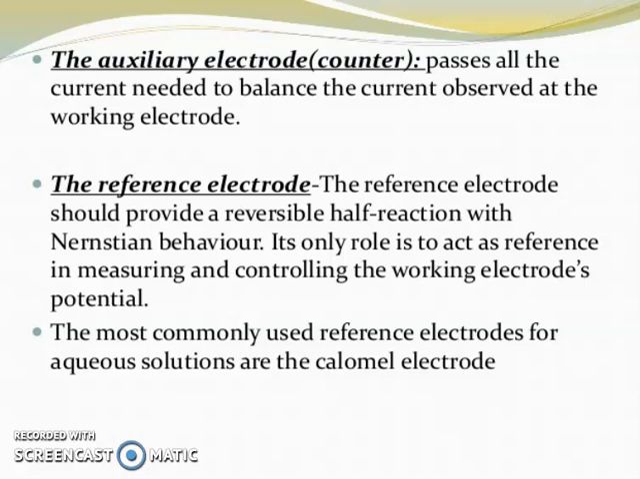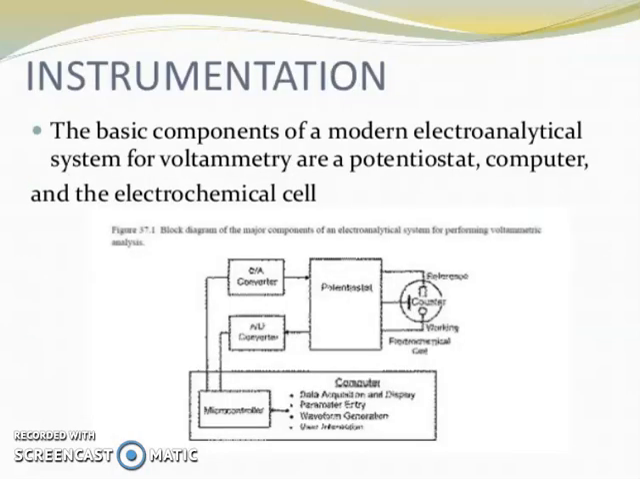Now friend, the auxiliary electrode passes all the current needed to balance the current observed at the working electrode. Now friend, the reference electrode. The reference electrode should provide a reversible half reaction with Nernstian behavior. Its only role is to act as a reference in measuring and controlling the working electrode's potential. The most commonly used reference electrode for aqueous solutions is the calomel electrode. So these are the instrumentations.